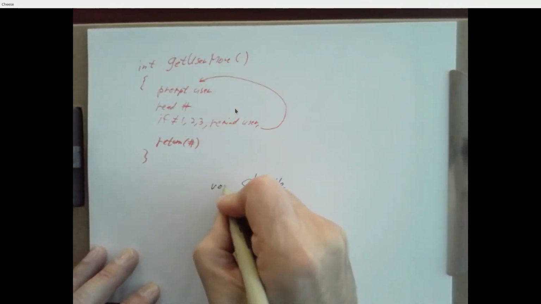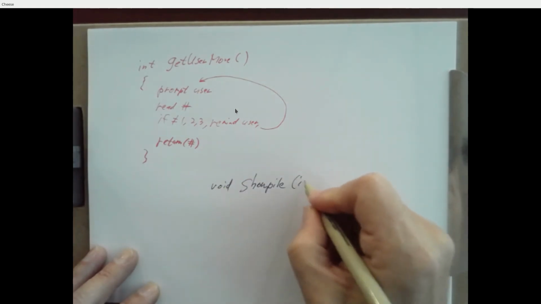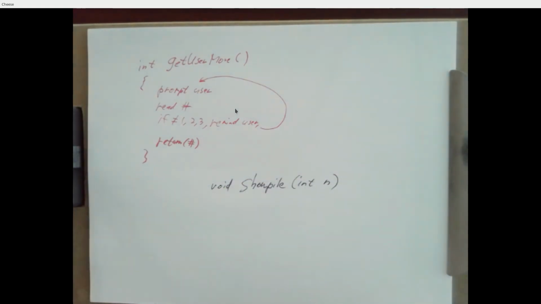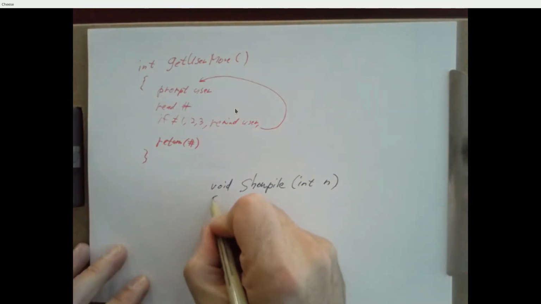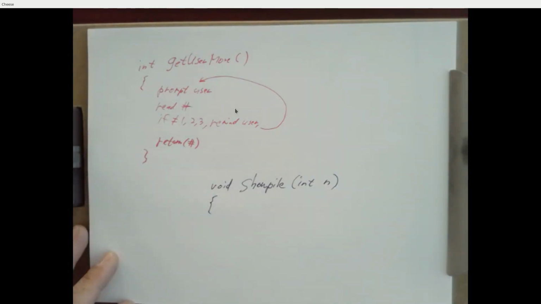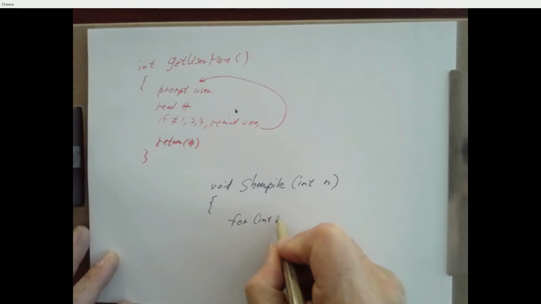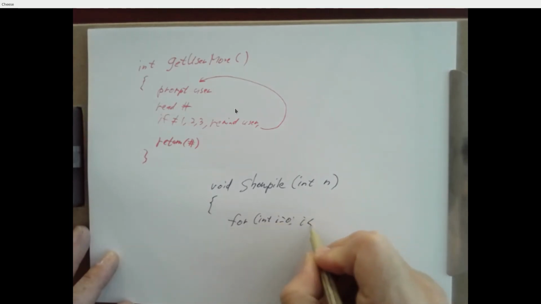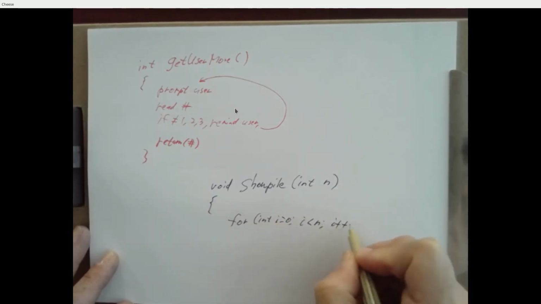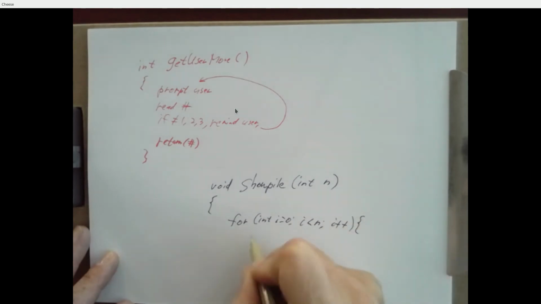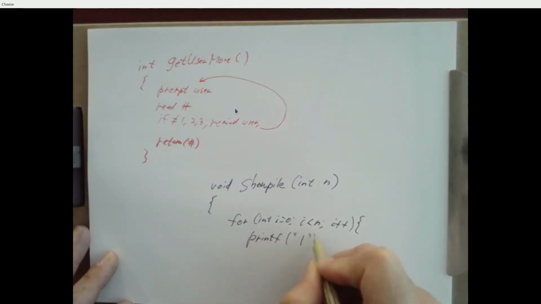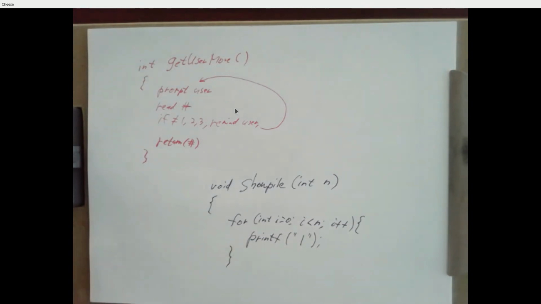It's not going to have to return anything, so it's going to be void. And it's going to take one argument, which is how many sticks I want to print out. And we could do something like this: for integer i equals 0, i less than n, i plus plus. Print out a pipe.